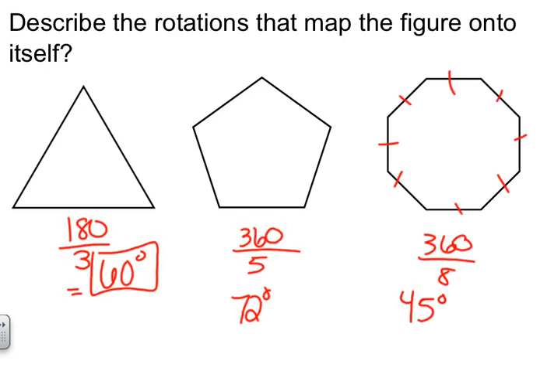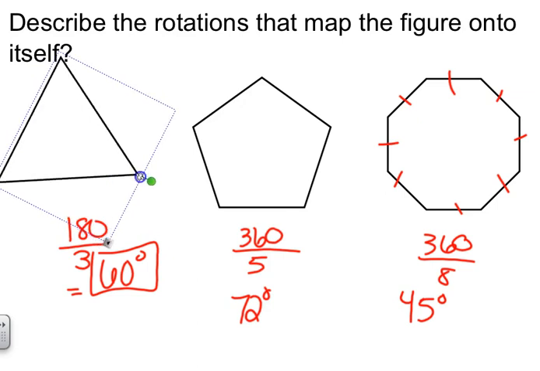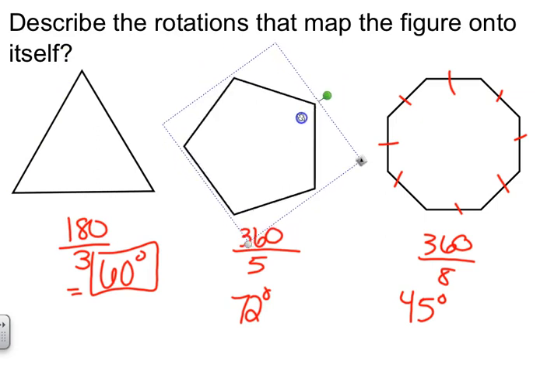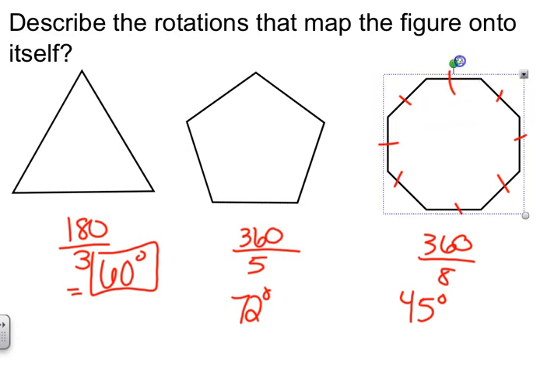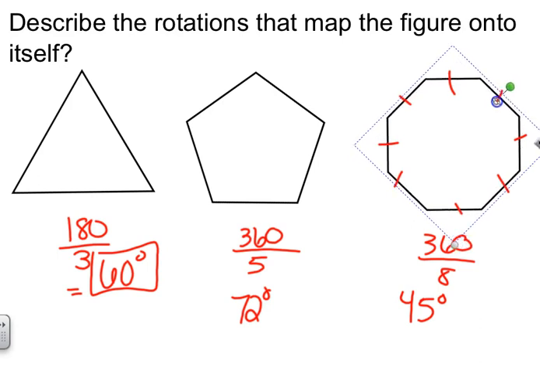The triangle, if you were to rotate this shape like that, you would have rotated it 60 degrees and it looked the exact same. For this pentagon, if you rotate it 72 degrees, it will look the exact same. And then with this octagon over here, if you rotate it 45 degrees, it will look the exact same, okay? So again, 360 divided by number of sides to find the smallest rotation.